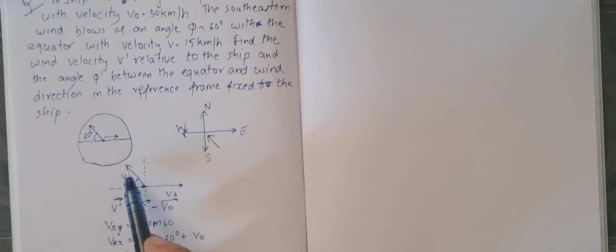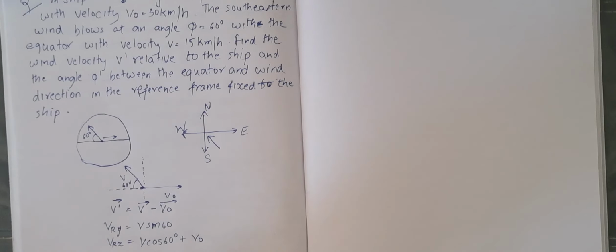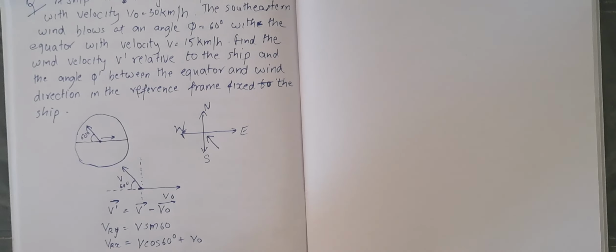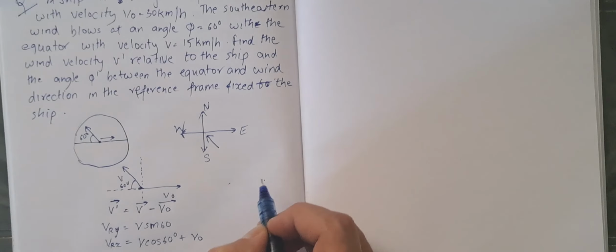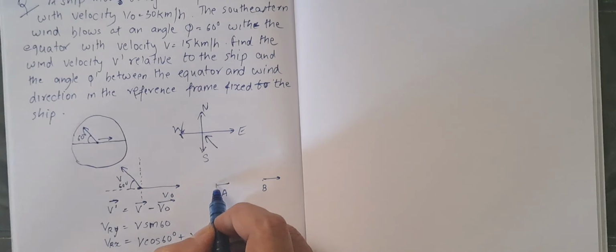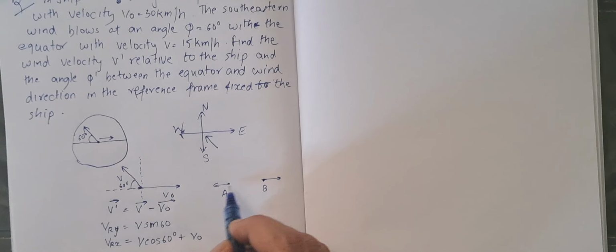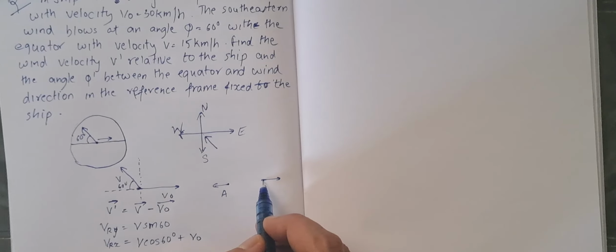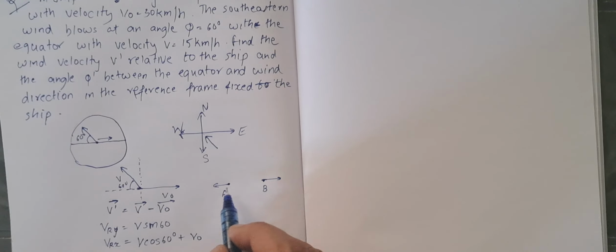Since the x components of V and V naught are in opposite directions, we have to add them up, because we are finding the relative velocity. So when there are two particles A and B traveling in opposite directions, and you want to find the relative velocity of B with respect to A, you have to add up the velocities of B and A. Why? Because they are traveling in opposite directions.